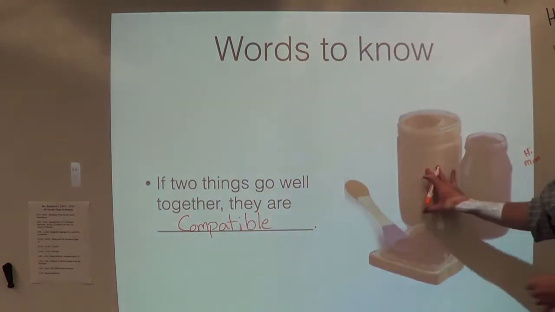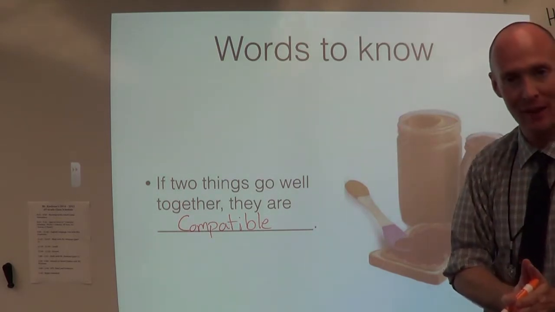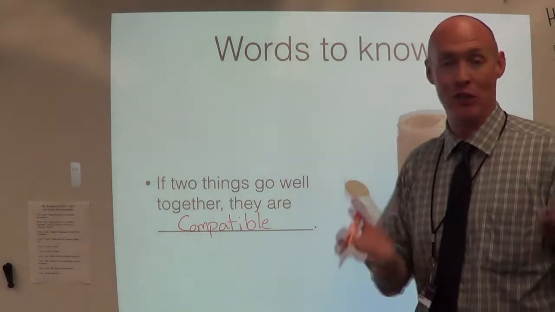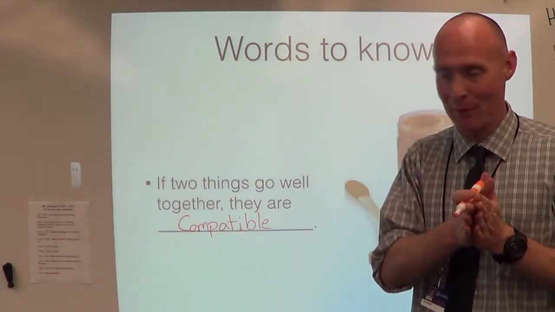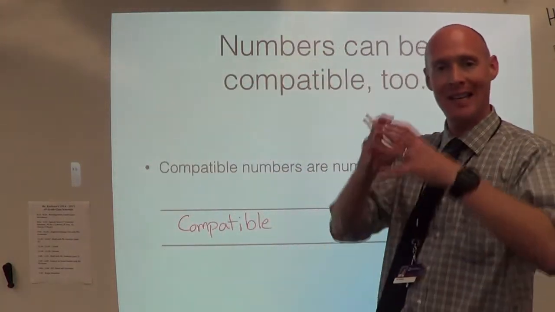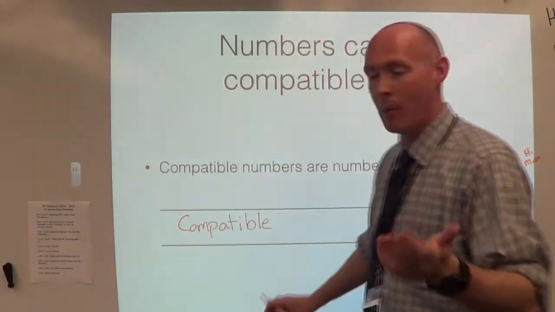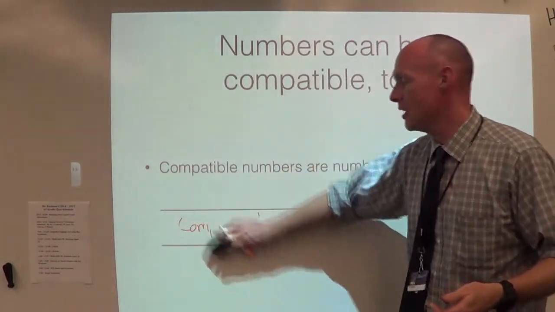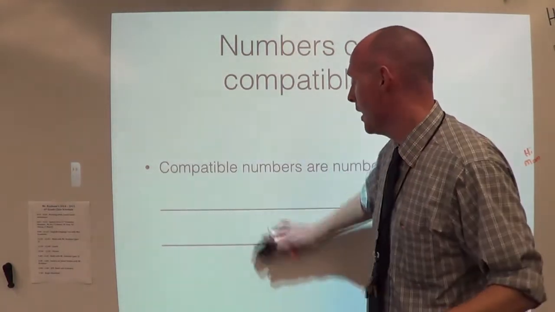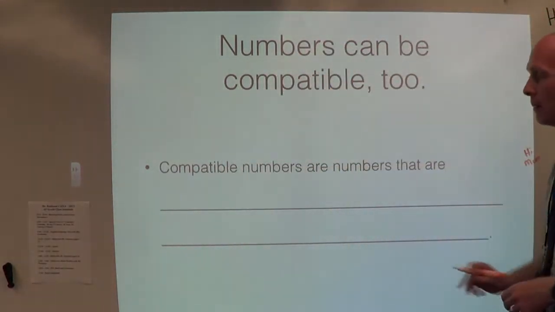I gave this delicious example of peanut butter and jelly. They go very well together. Those are compatible. Now, peanut butter and dirt, not very compatible. But what I want to know is math-wise, can numbers be compatible? And of course, they can. When we did multiplication, we talked about choosing numbers that were pretty close that you feel comfortable using. And we're going to do the same thing with division. Numbers can be compatible too.